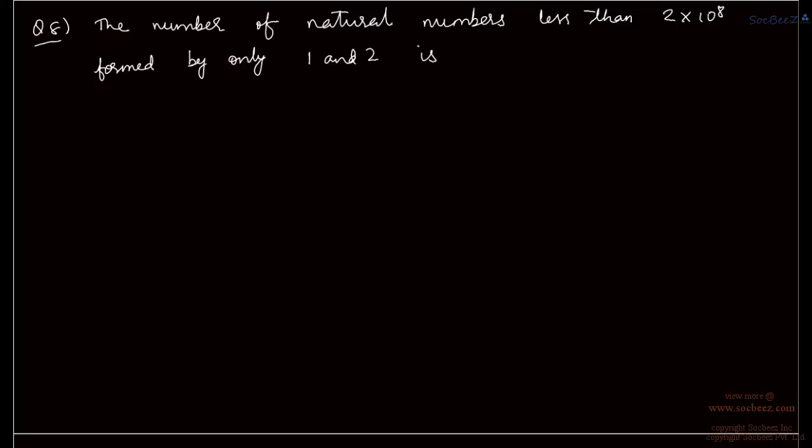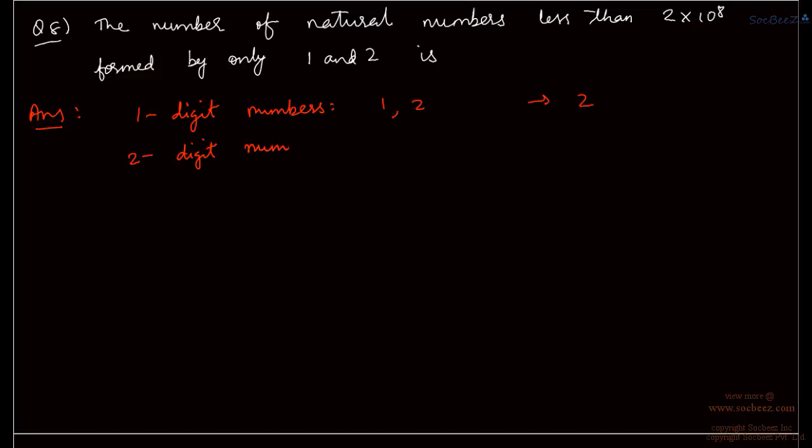Okay. Now, the number of natural numbers less than 2 into 10 power 8 formed by only 1 and 2 is... Now, let us look at these numbers from the beginning, starting from the smallest. So for 1 digit numbers, the possible ones are only 1 and 2, which is two numbers possible.